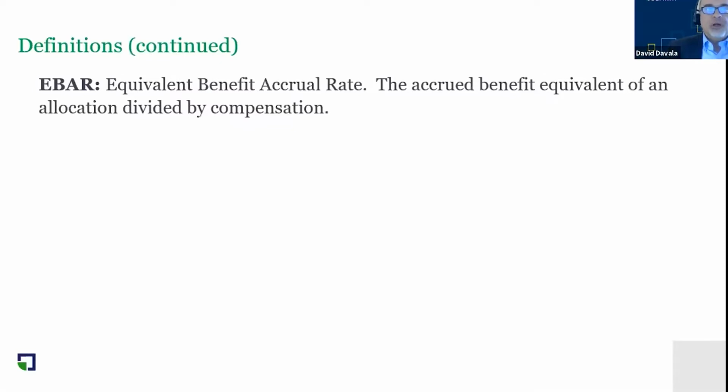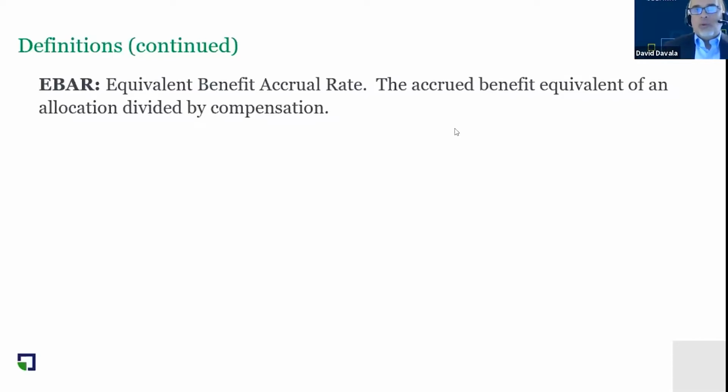Some more definitions. An important definition we're going to talk about, as in the examples, is the EBAR, the equivalent benefit accrual rate. And EBARs are used for non-discrimination testing. An EBAR is the accrued benefit equivalent of an allocation divided by compensation. To calculate an EBAR, a participant's allocation, like for example in a profit sharing plan, is projected from their current age to their assumed retirement age. Then this amount is divided by a life annuity factor, which is like turning it into an accrued benefit. The accrued benefit is then divided by compensation to get a rate, which is the EBAR.